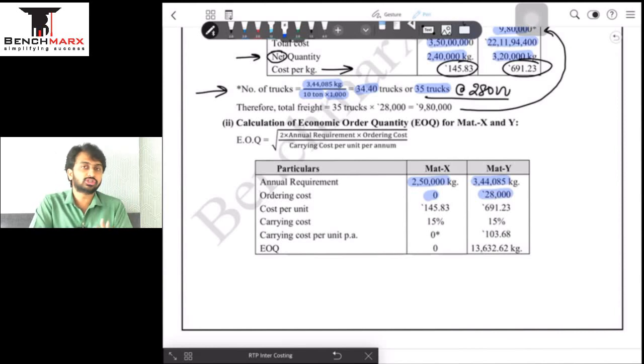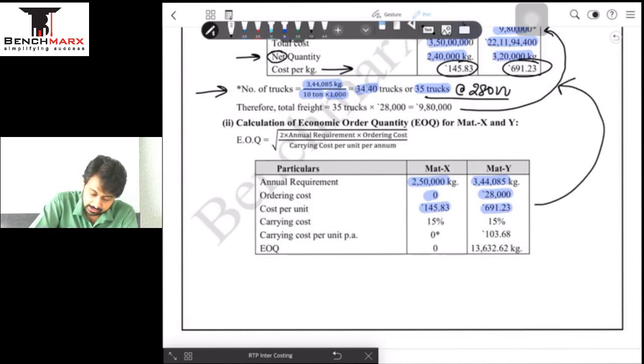CA is always cost per trip, no matter how much tons you buy. वो 10 टन हो कि 1 टन हो. ठीक है, the cost is 145 and 691. This is coming from the previous solution of this only. ठीक है, then carrying cost. 15% is for both, लेकिन as I said, it will not be applicable for X because I am not holding any inventory of X because वो बाजू में vendor है अपना. ठीक है, carrying cost I have simply applied 15% on the purchase price. I will get the carrying cost as well.